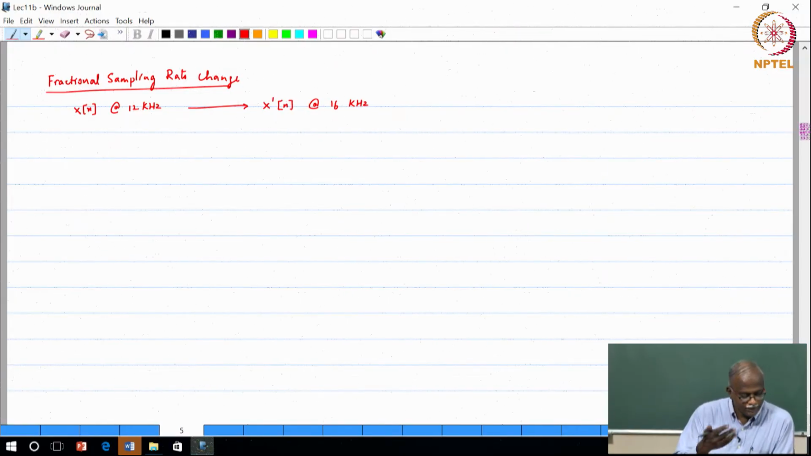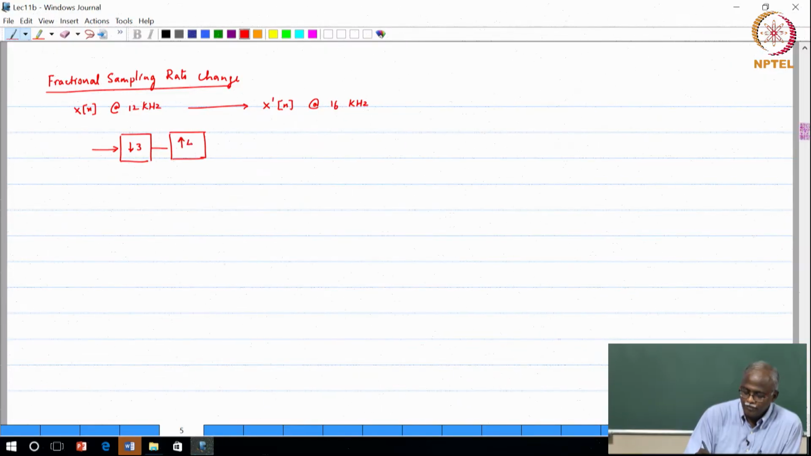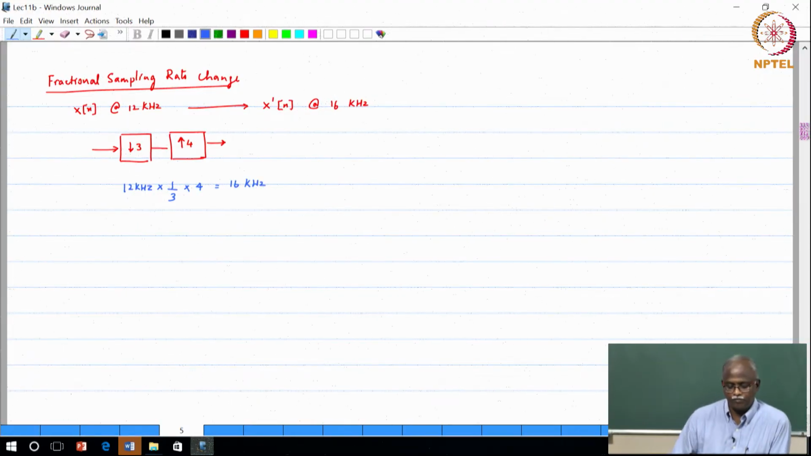So, yesterday we did say that I can visualize this as a system where I do a downsampling by a factor of 3 and then upsampling by a factor of 4, which means effectively I will get 12 kilohertz. Downsampling by a factor of 3, this gives you a 1/3 multiplication factor of the sampling rate. Upsampling by a factor of 4 gives you a multiplication by 4, this gives you 16 kilohertz, that gives you the target that you are looking for, right.